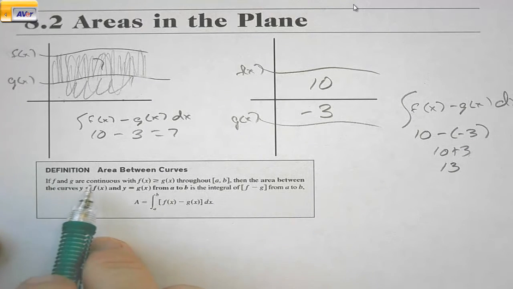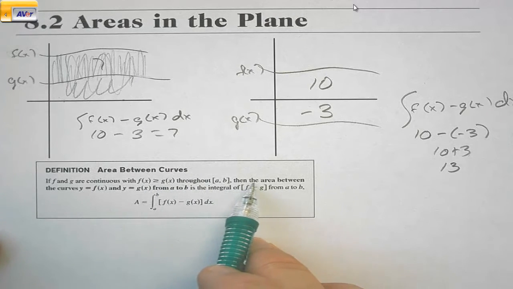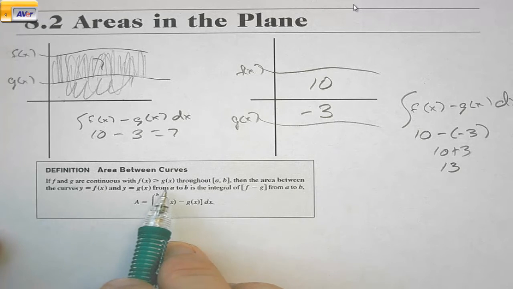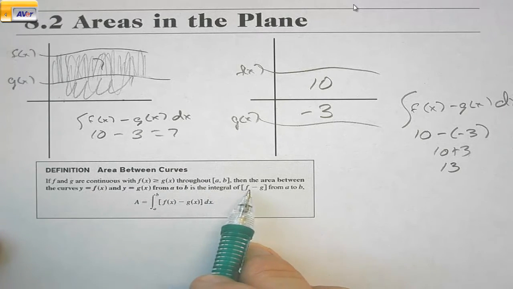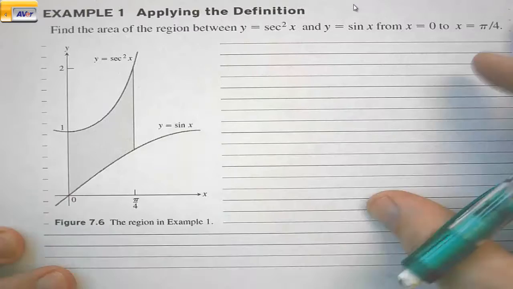If f and g are continuous with f of x greater than or equal to g of x throughout a and b, then the area between the curves y equals f of x and y equals g of x from a to b is the integral of f minus g from a to b. So we subtract top minus bottom.